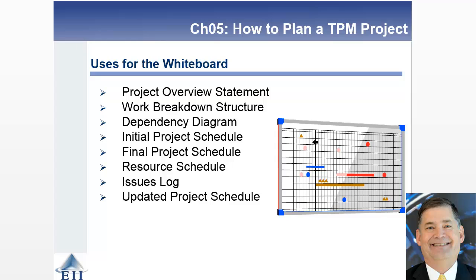You want your project overview statement. What do you agree to? What are your success criteria? You want your work breakdown structure, who's doing what to whom. You want that dependency diagram of what tasks are out there and what tasks are coming up. What's your schedule? What are your resources? What issues do you have out there, and where have you made updates to your schedule? So again, the normal suspects for use on the boards or on a whiteboard.